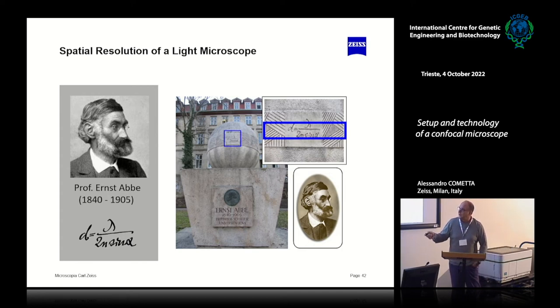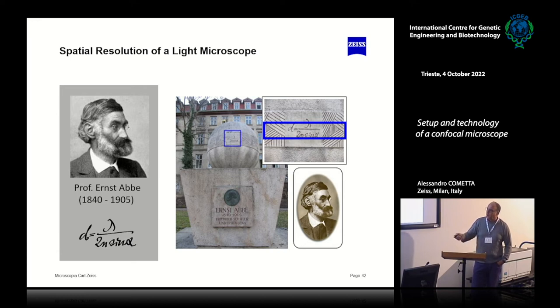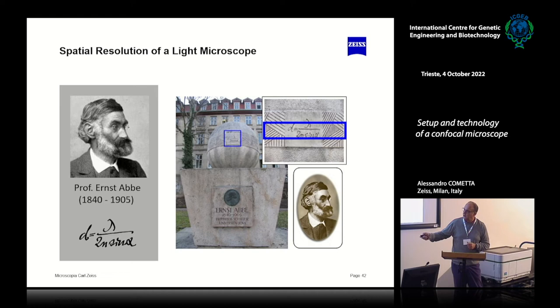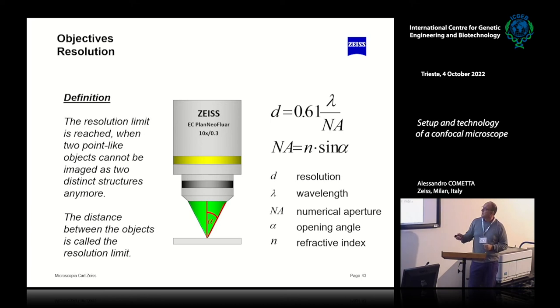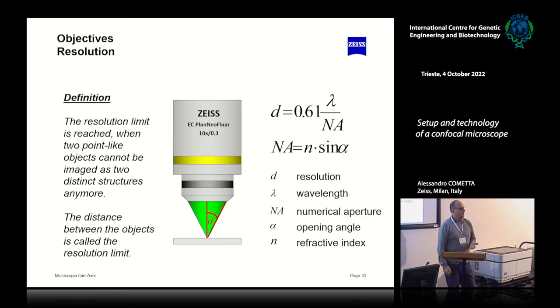This is the law of Professor Ernst Abbe. He never directly wrote this formula, but you can understand it from his papers. This is a law, and d is the distance, so the resolution. The distance between two points is related to the wavelength and to the angle of your objective, this angle. The bigger this angle, the more resolution you have. The smaller the angle, the less the resolution.